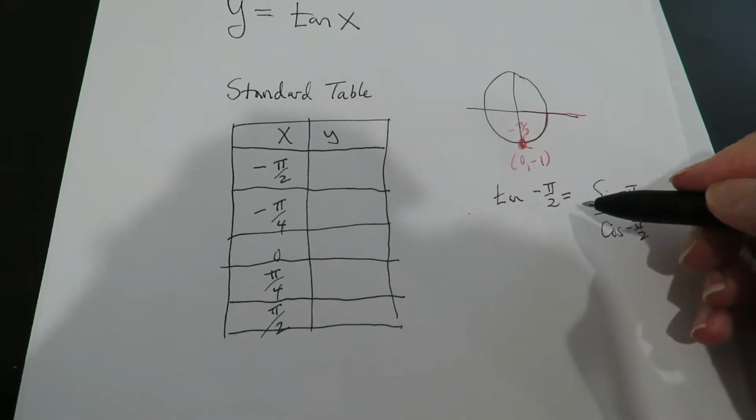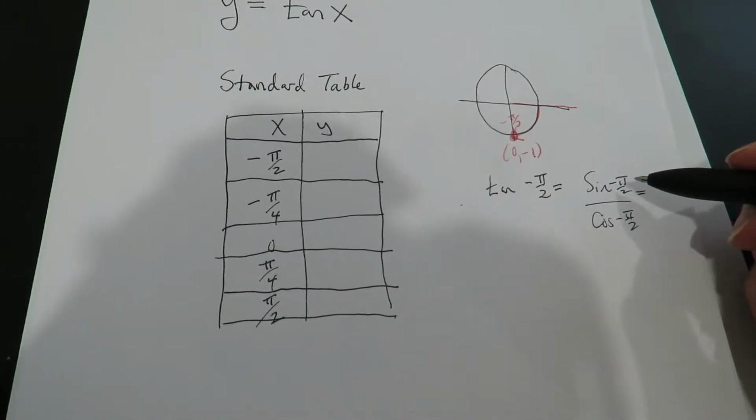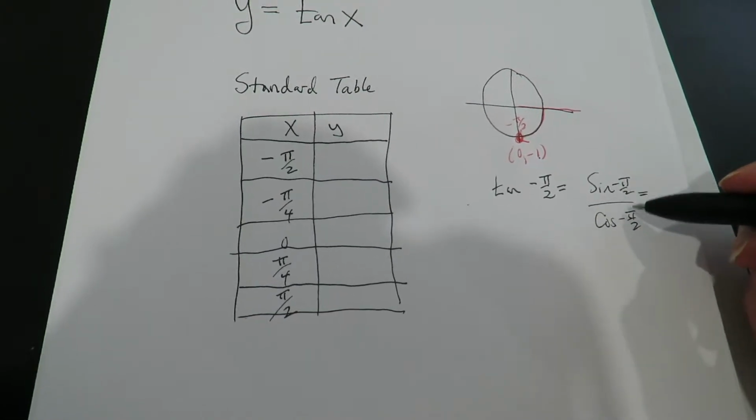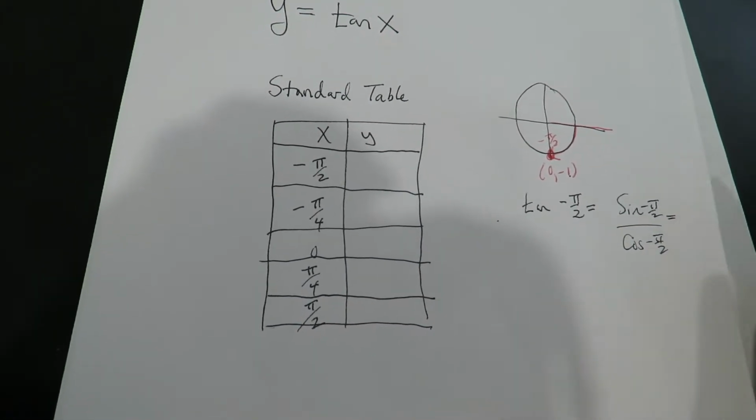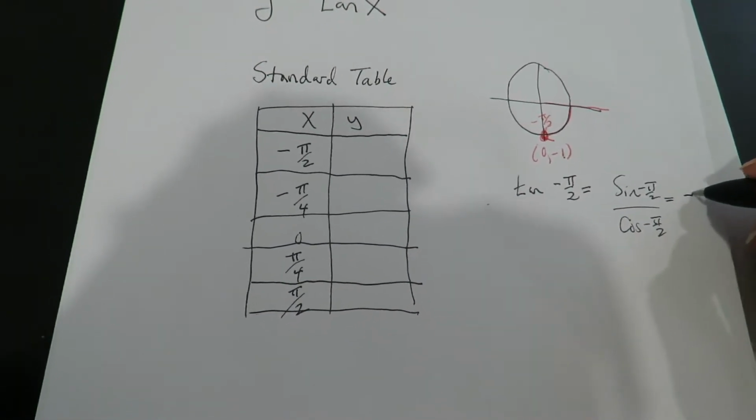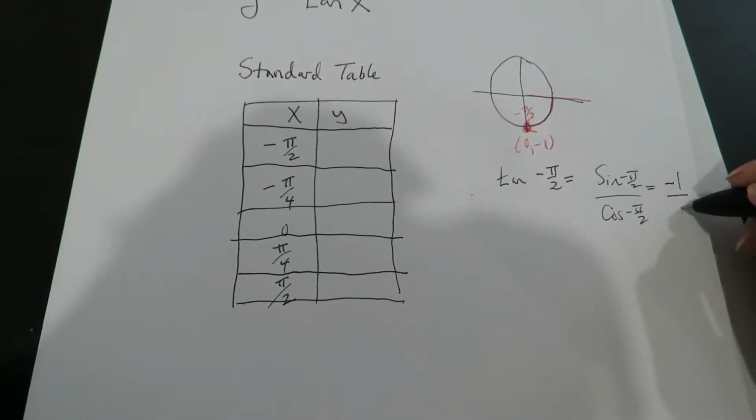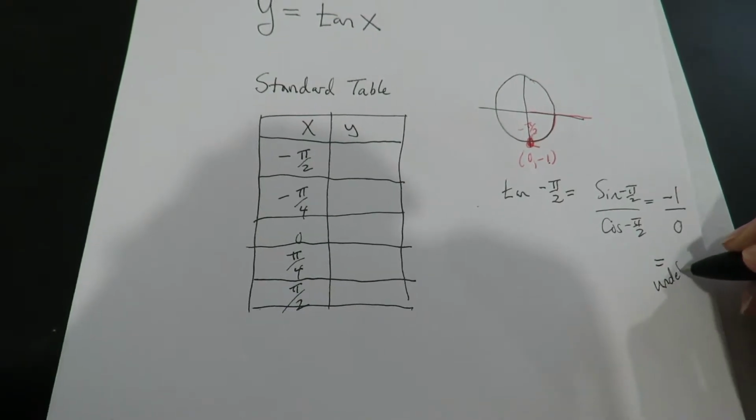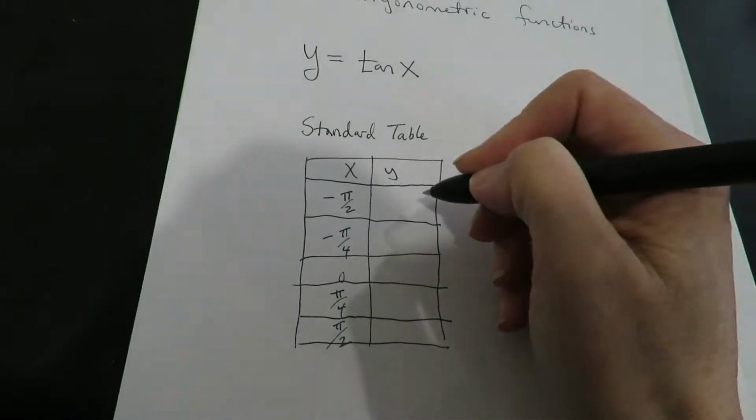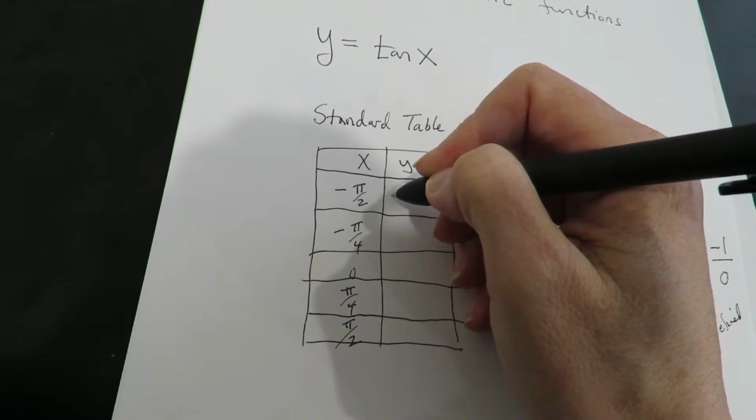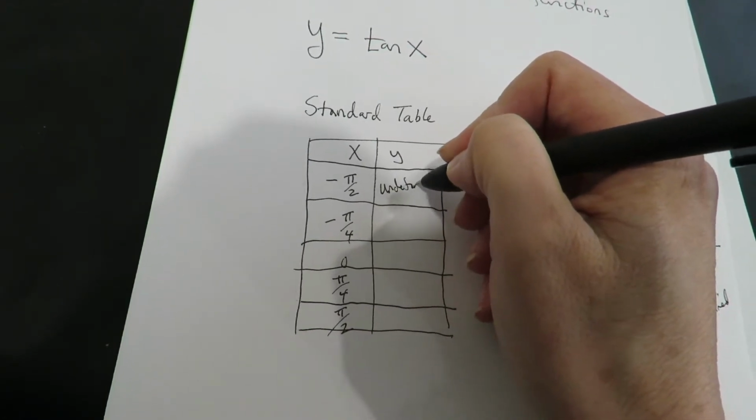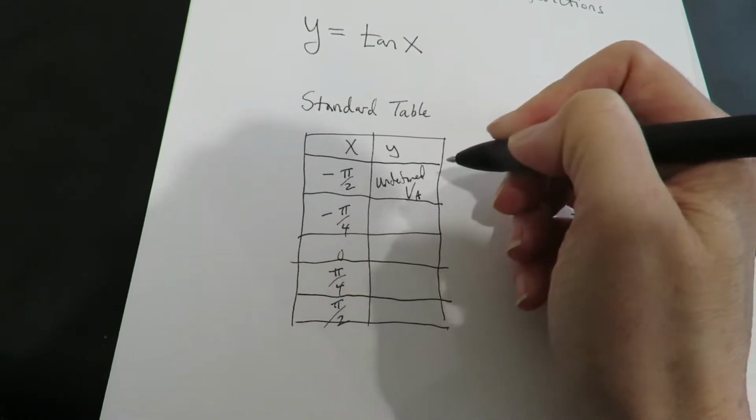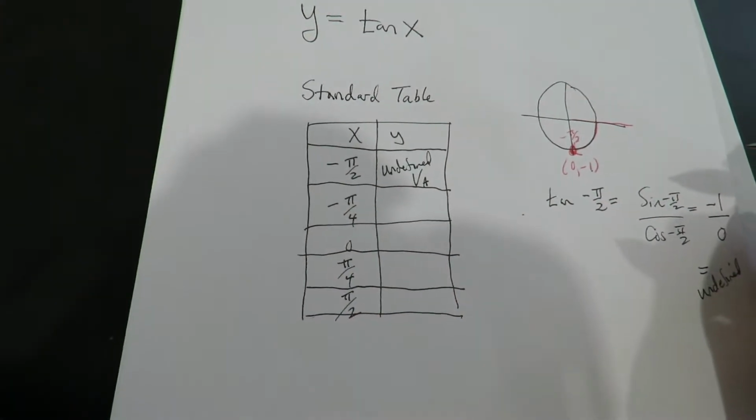Alright, so the tangent of negative pi over 2 is equivalent to its quotient identity of sine of negative pi over 2 over cosine of negative pi over 2. Sine of negative pi over 2 is negative 1. Cosine of negative pi over 2 is 0. So this is undefined. This point here is undefined because you're dividing by 0. What's happening actually in the graph is that you have a vertical asymptote.